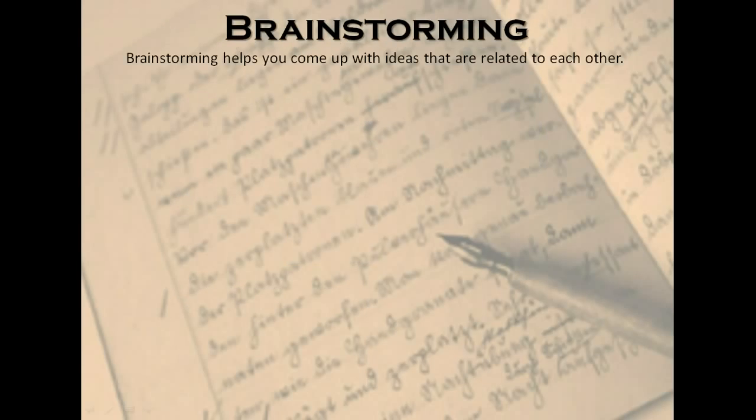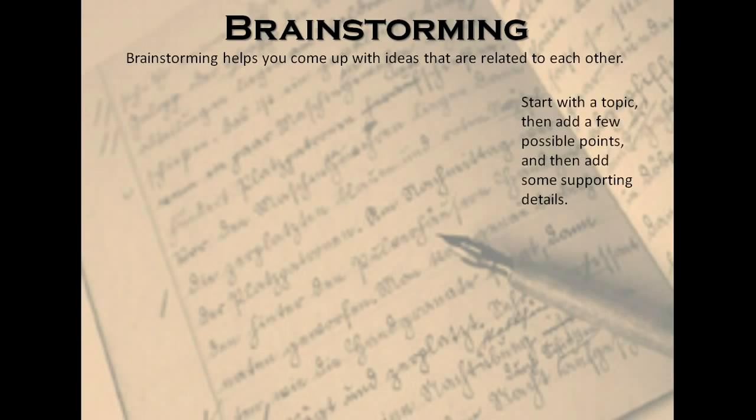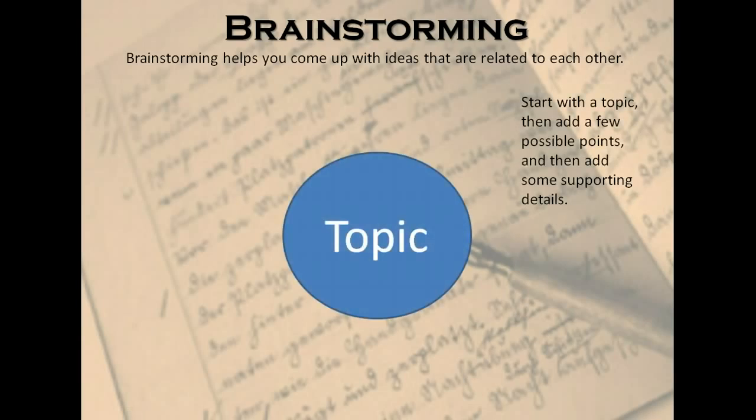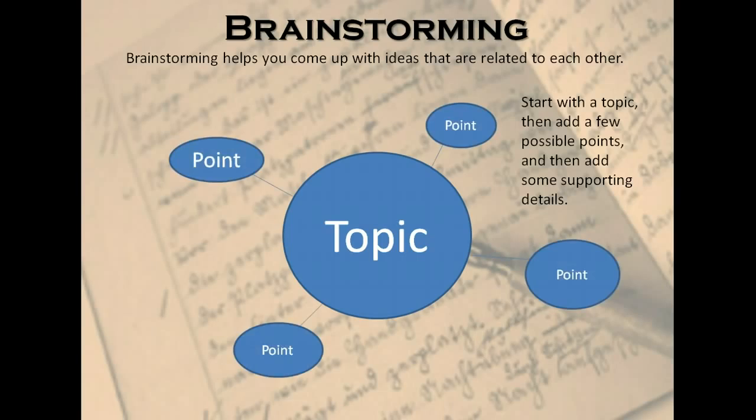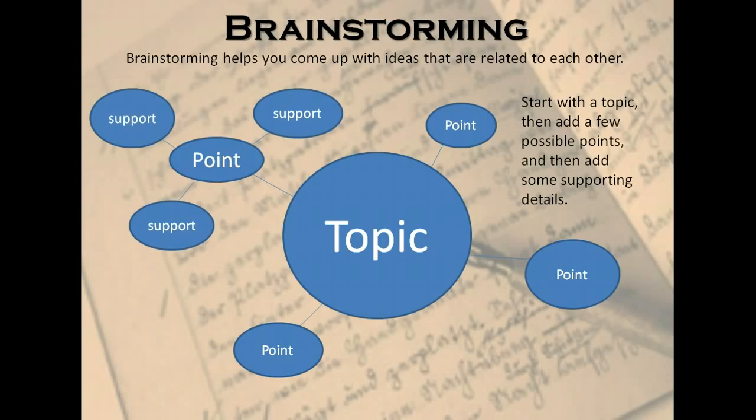Brainstorming helps you come up with ideas that are related to each other. This is similar to what people call a web of ideas or clustering as well. You'll start with a topic, then add a few possible points to that topic. As you can see, they kind of grow out of that center idea. Then you'll get even more specific and add some supporting details to one of the points that you think is more interesting. Now, this looks fairly simple, but let me give you a more concrete example.